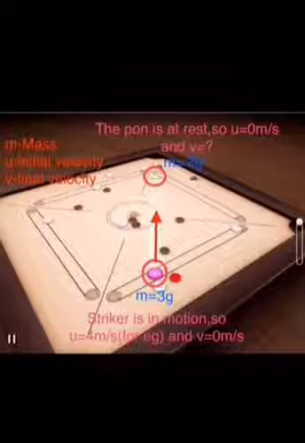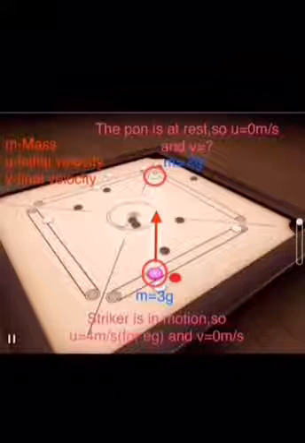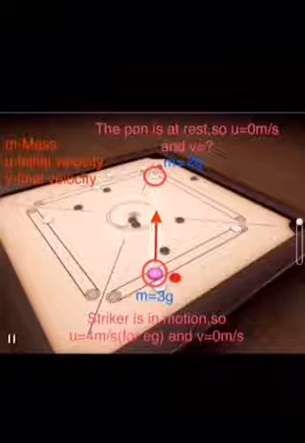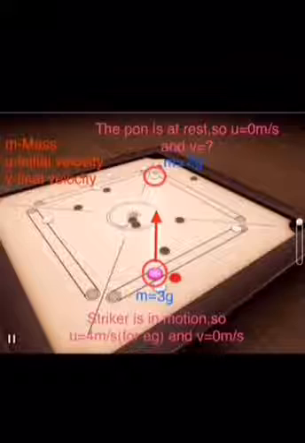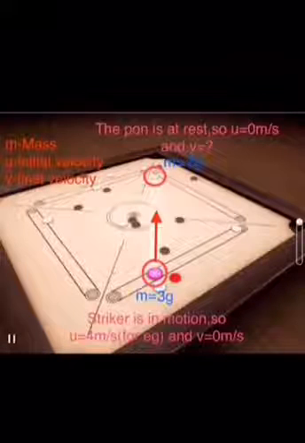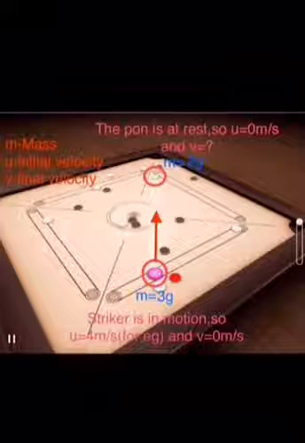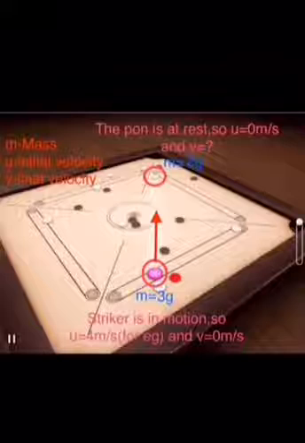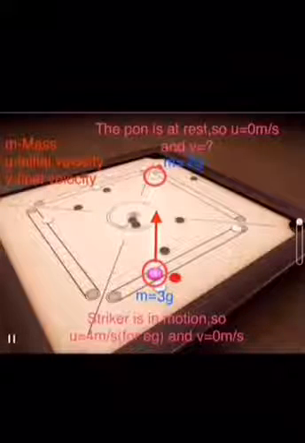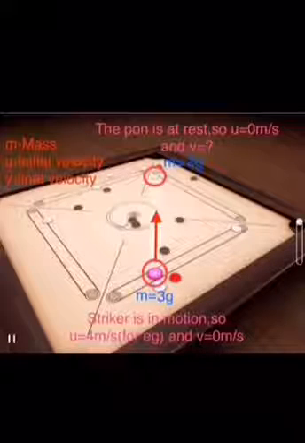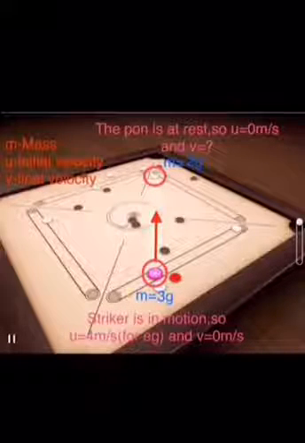For clear reference, I've given again m is mass, u is initial velocity, v is final velocity. And I've taken two objects, striker and the pawn. So according to physics, what can we observe here? We can observe three things: mass, initial velocity, final velocity. Let's find out these two objects' mass, initial velocity and final velocity.